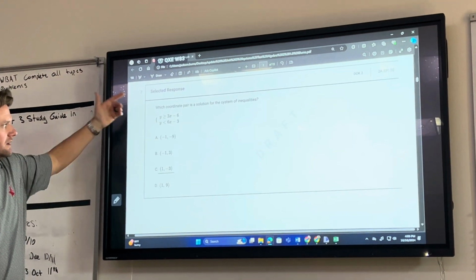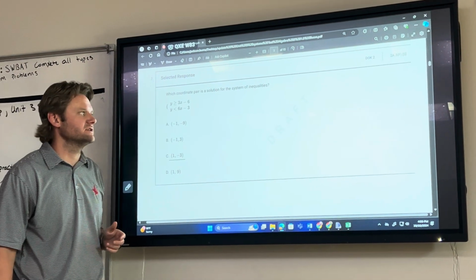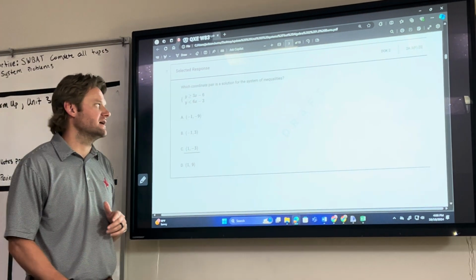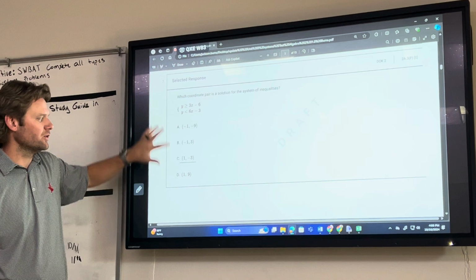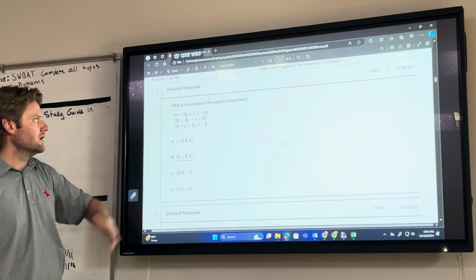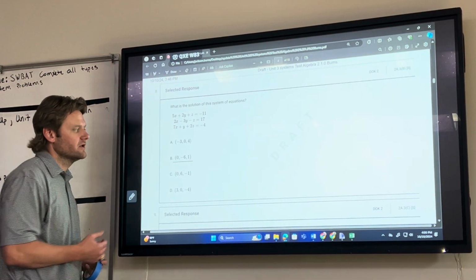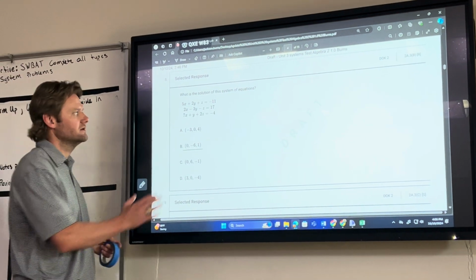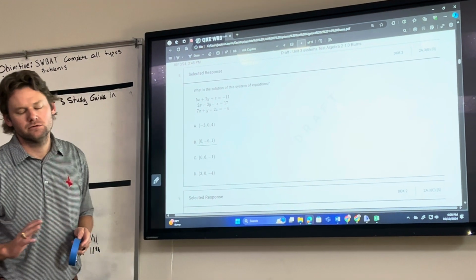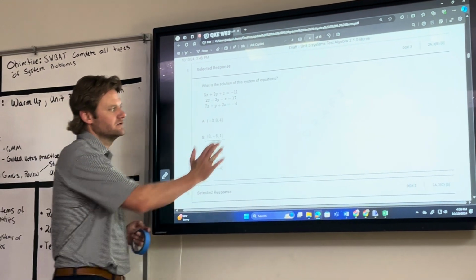All right, again, I have another system of inequalities, looking at that double shaded region, what point satisfies it? On number 8, I have another matrices, right? It is all lined up for you. Just put it in your calculator in the matrices.